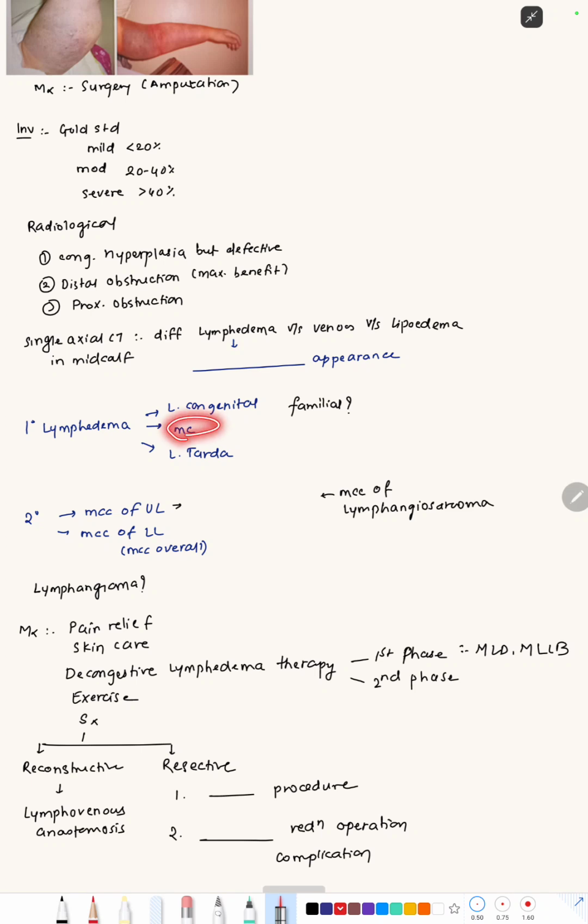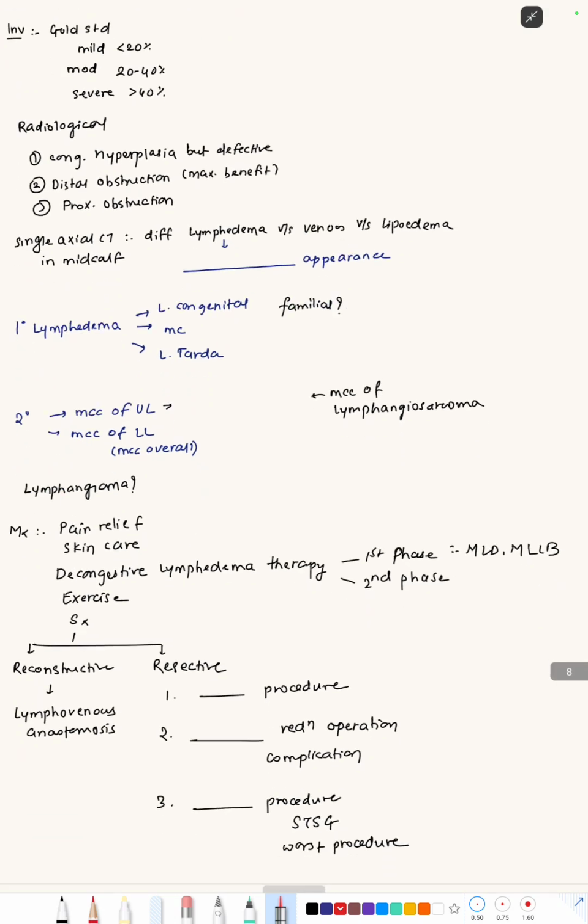In praecox, it generally leads to unilateral edema in the lower limbs, while in congenita it involves the face, buttocks, lower limb, everything, abdomen. Then secondary lymphedema. The most common cause of upper limb lymphedema is post-mastectomy. Also, this is the most common cause of lymphangiosarcoma. The most common cause of lower limb lymphedema, and the most common cause of overall lymphedema, is going to be filariasis.